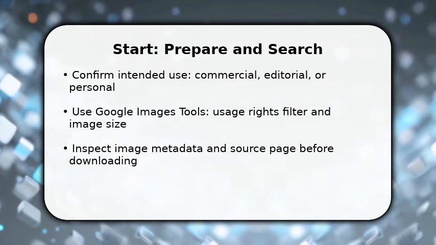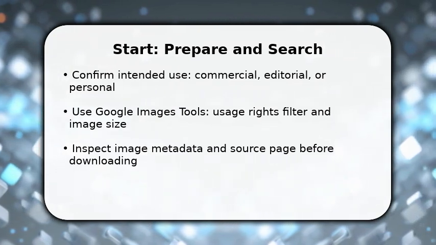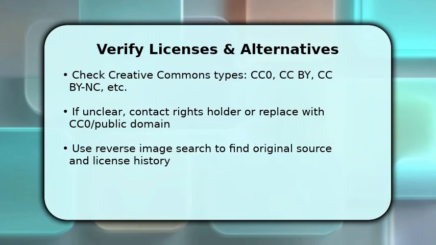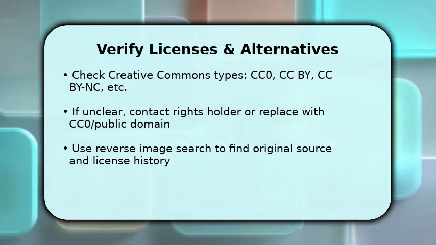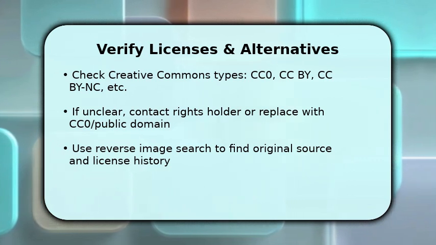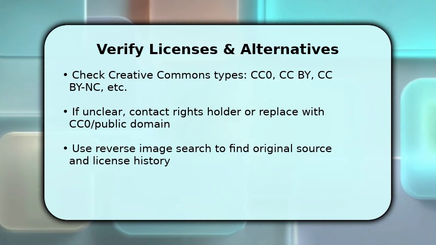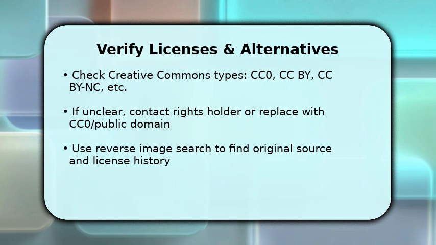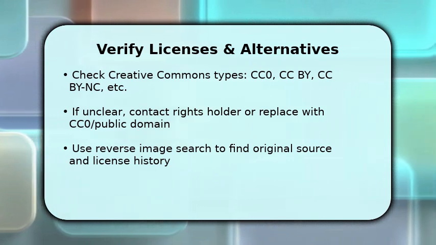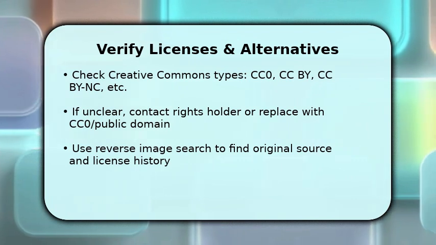You now confirm the license and its obligations. Read the exact Creative Commons variant. Some allow modification but require attribution, others forbid commercial use. If the license is ambiguous, contact the rights holder or choose a clearly licensed alternative like CC0 or public domain images. Also run a reverse image search to trace the original source and past license claims. This helps reveal uncredited stock or infringing repos.